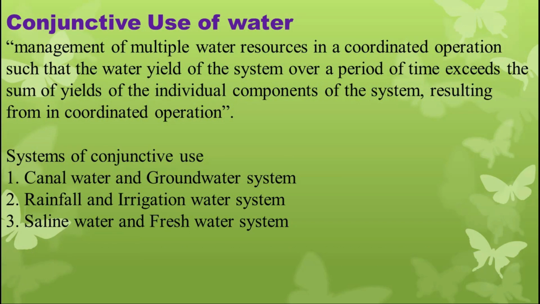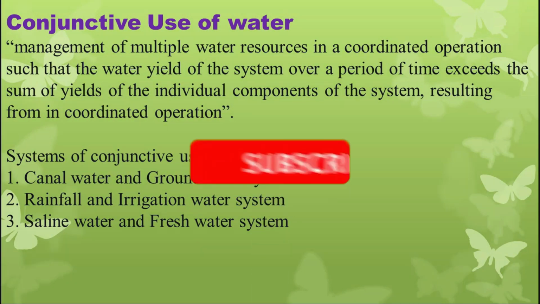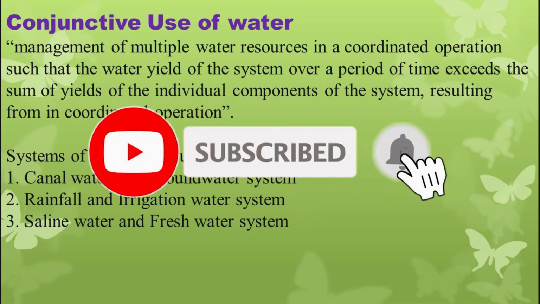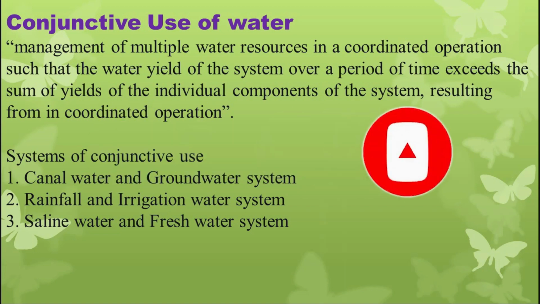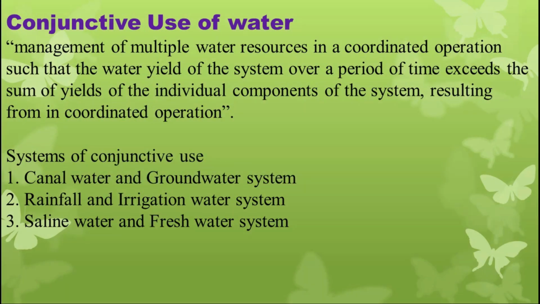Conjunctive use of water. Management of multiple water resources in a coordinated operation such that the water yield of the system over a period of time exceeds the sum of yields of individual components of the system resulting from uncoordinated operation. Systems of conjunctive use are canal water and groundwater system, rainfall and irrigation water system, saline water and freshwater system.